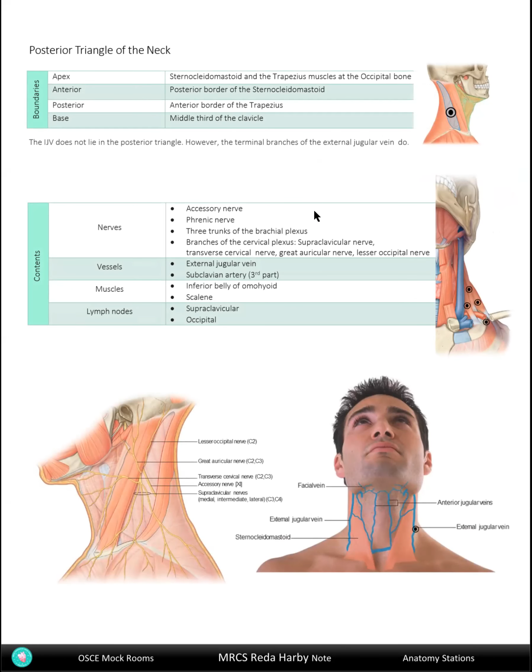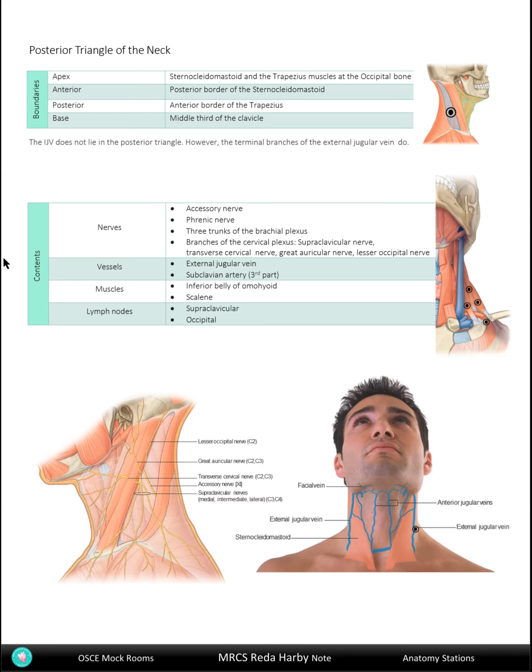Okay, regarding the posterior triangle of the neck, you have the apex, where the sternocleidomastoid and trapezius muscles meet at the occipital bone. Anterior is the posterior border of sternocleidomastoid, posterior is the anterior border of trapezius, as you see here, and the base is the middle 1/3 of the clavicle. Please note that the internal jugular vein does not lie in the posterior triangle. However, the terminal branches of the external jugular vein do.